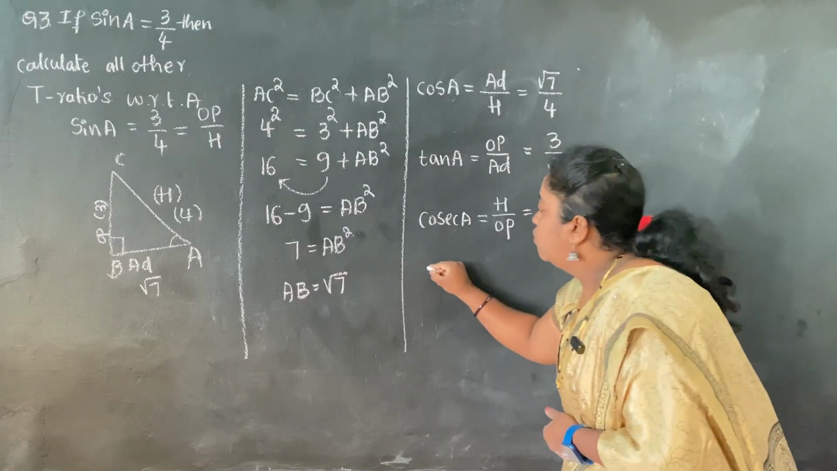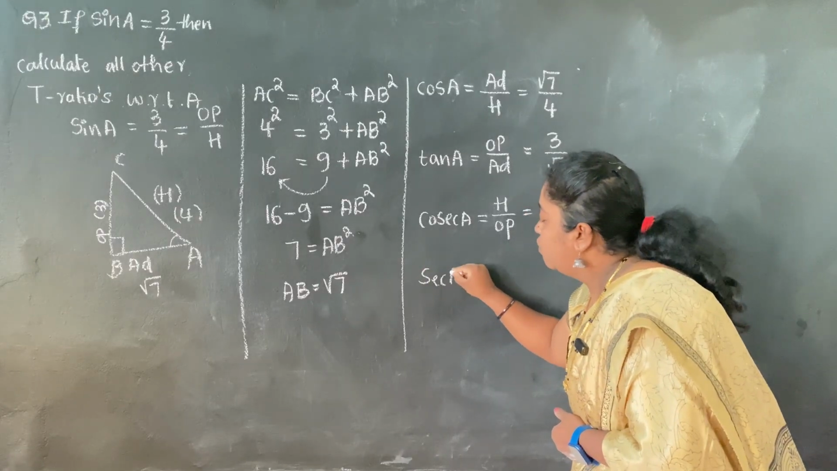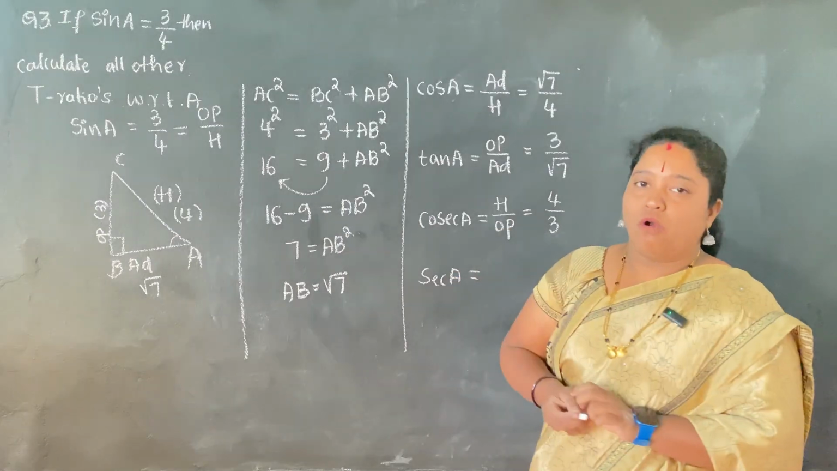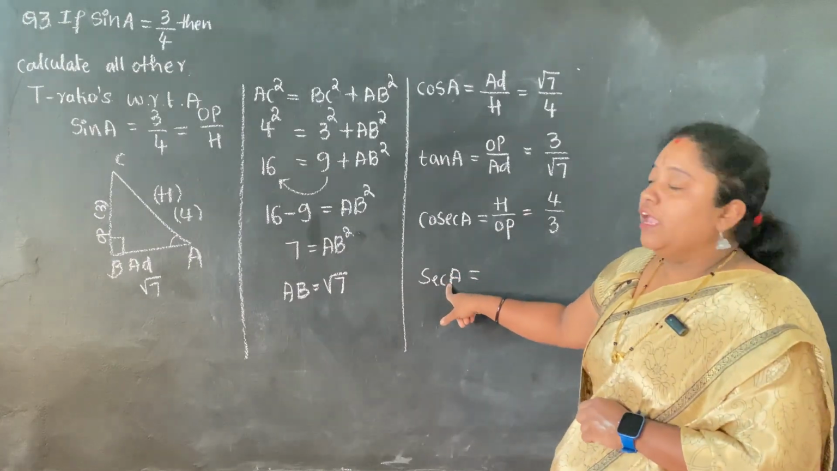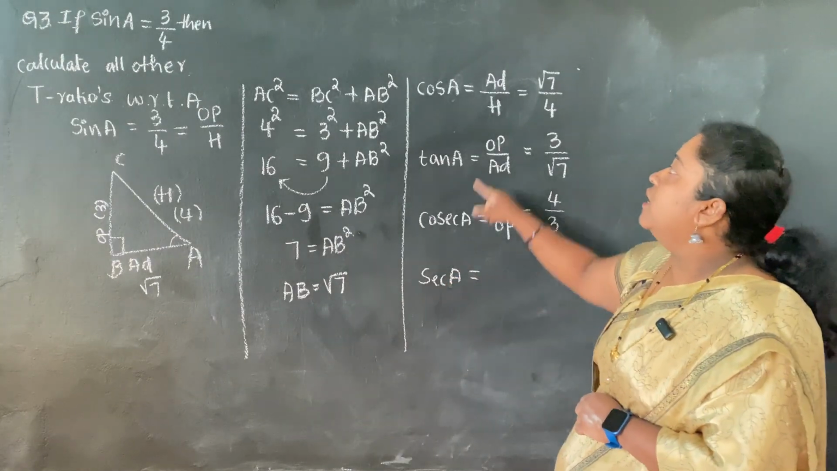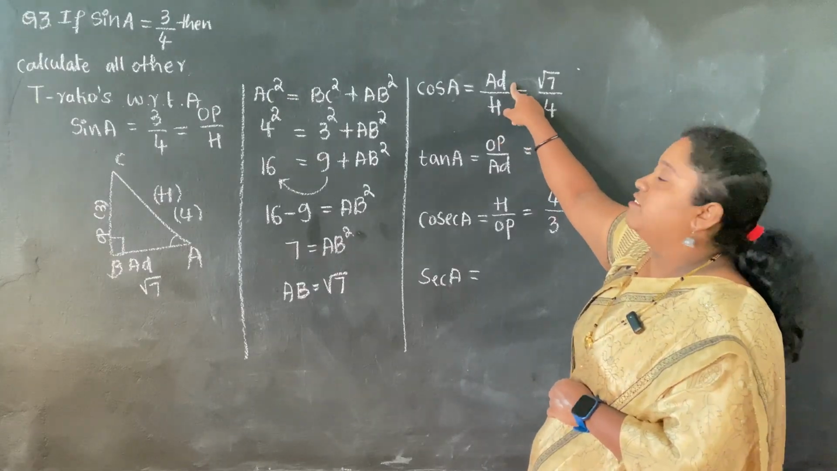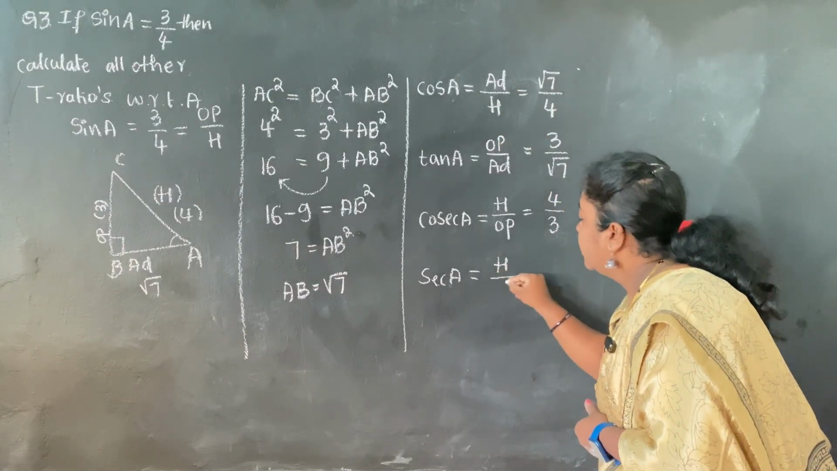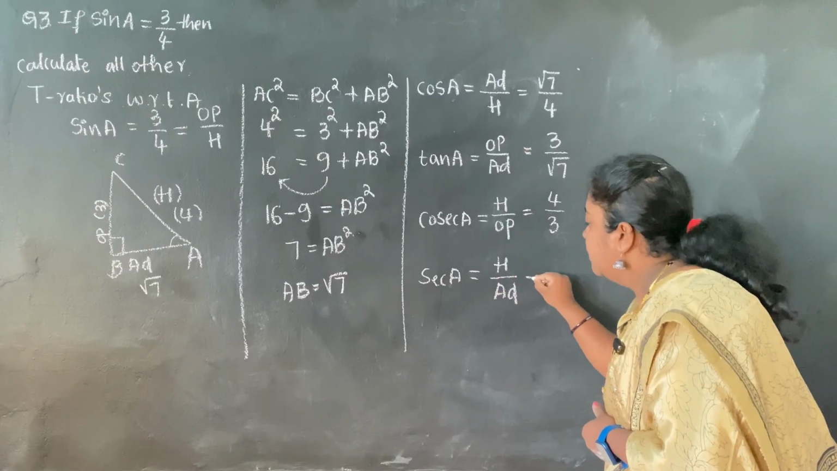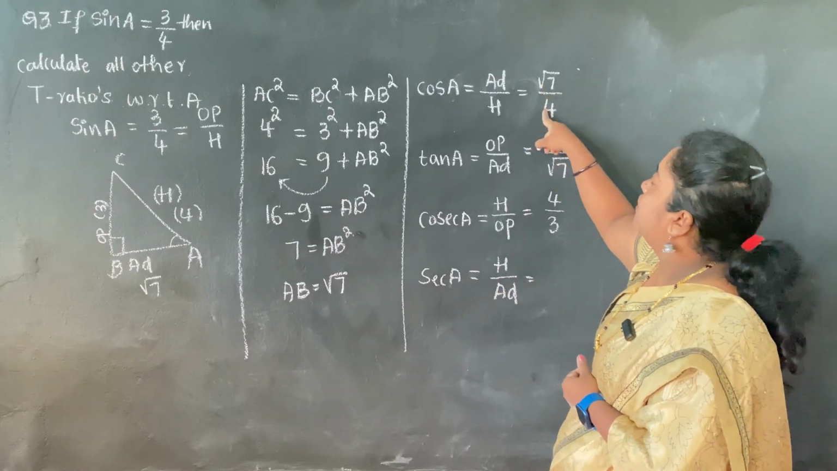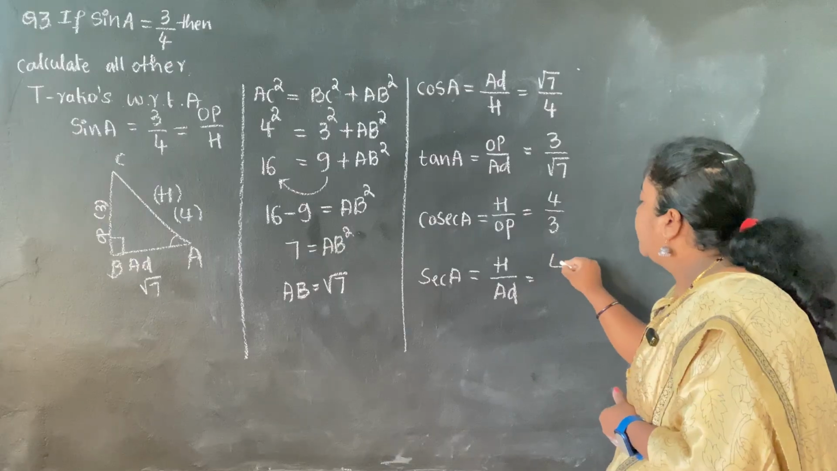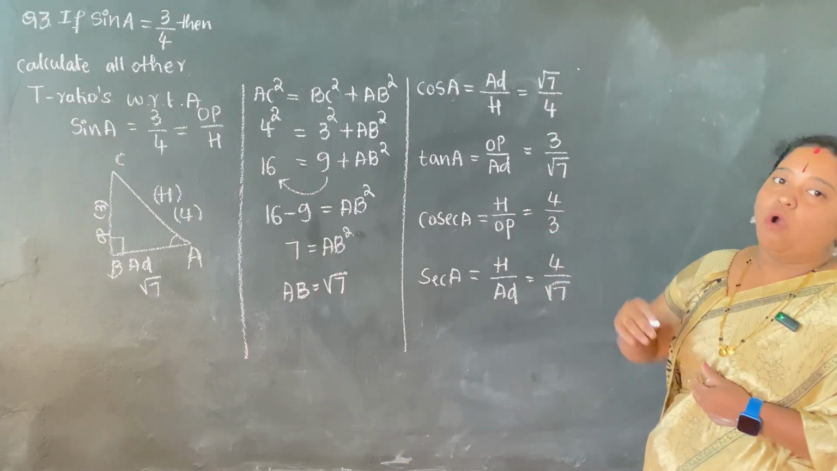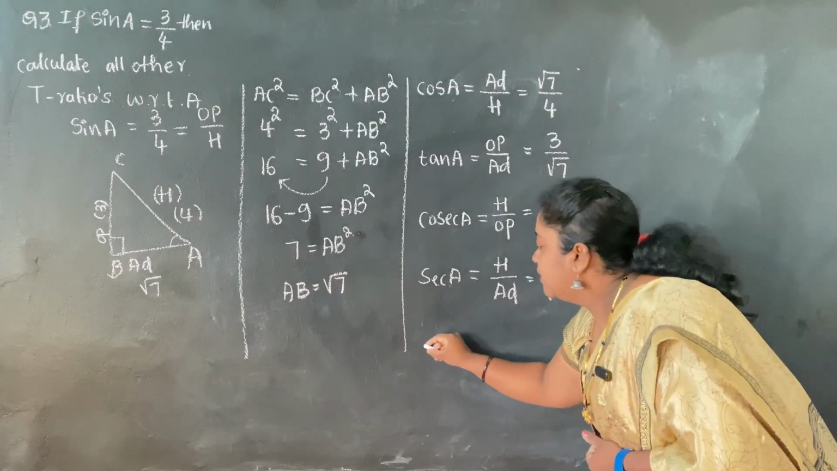And after that we'll move to sec A. And you know that sec of any angle is the reciprocal of cos. Sec is the reciprocal of cos. If you don't want to use that connection, then you can use hypotenuse by adjacent. Fine. So sec A can be written as hypotenuse by adjacent. See, if cos is root 7 by 4, then sec will become 4 by root 7, because we know it is the reciprocal of cos. Okay, and we'll write the last.